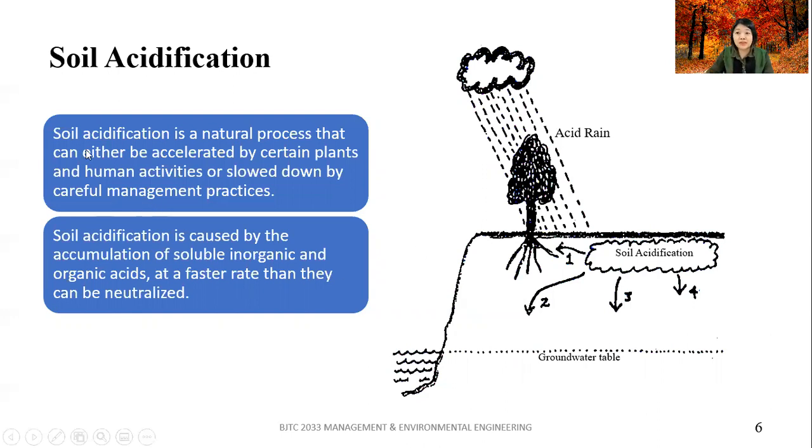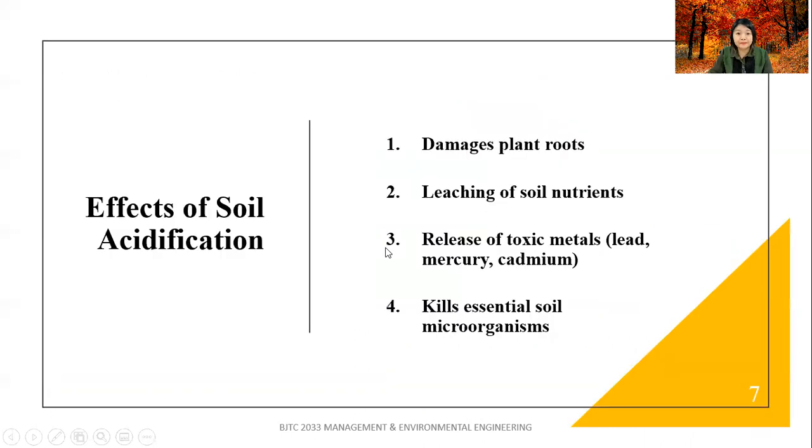So you can see the definition of soil acidification: it mentions that it's a natural process that can either be accelerated by certain plants and human activity or slowed down by careful management practice. And it may be caused by the accumulation of soluble inorganic and organic acid at a faster rate than they can be neutralized, right? Okay, so that one is the soil acidification.